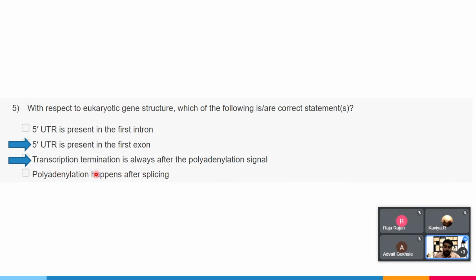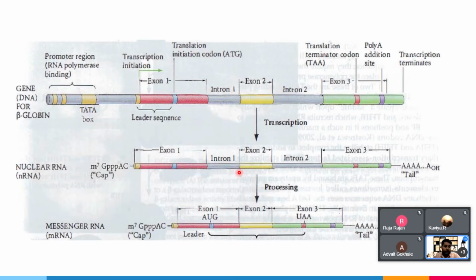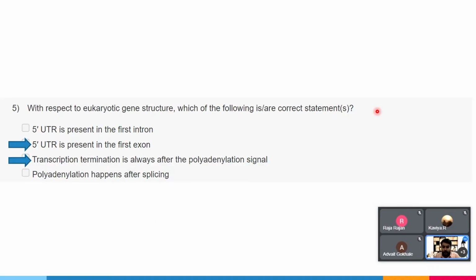Second is the transcription termination is always after the polyadenylation signal. So you can see right here that the poly A signal is before the transcription termination, because the poly A signal should be present in the mRNA so that the poly A tail can be added. If the poly A tail is added, it means it was part of an exon, and obviously therefore before the transcriptional termination site.